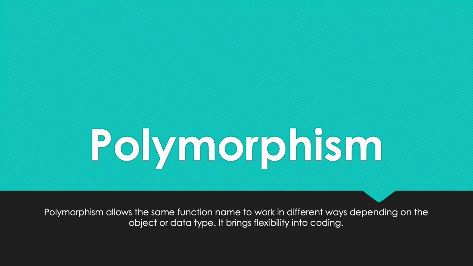Polymorphism allows a single function to work in different ways depending on what it's used with. The main idea is flexibility and easier code expansion. For example, the same print function can print documents, images, or PDFs differently.